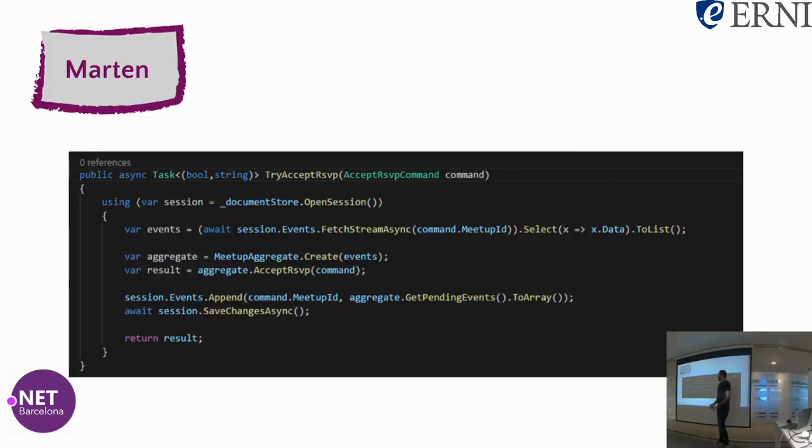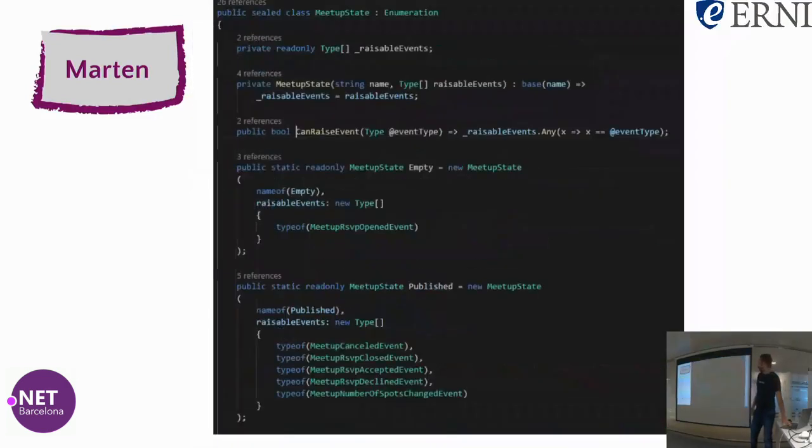In this case, we inject the document store, which is the Marten class, and we open a session. So we open the transaction there, and Marten has the events subclass. It goes to the events and fetches all the events associated to the meetup ID, because this is the string ID. So just give me all the events associated to this meetup. And we use Marten's direct LINQ support to select the data column.